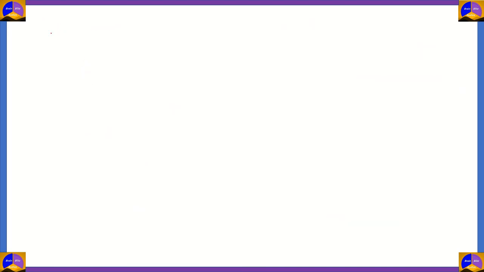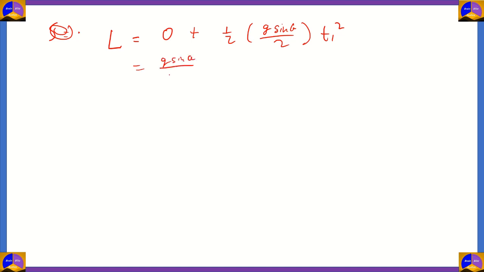And now we use the second equation of kinematics. So s equals ut plus half at squared. Here s is still the same inclined plane length, L. It's again from rest, so ut is 0, plus half times the acceleration, which is g sin theta by 2, times t1 squared. So therefore, it'll be g sin theta divided by 4 times t1 squared. Therefore, t1 squared will be equal to 4L divided by g sin theta.